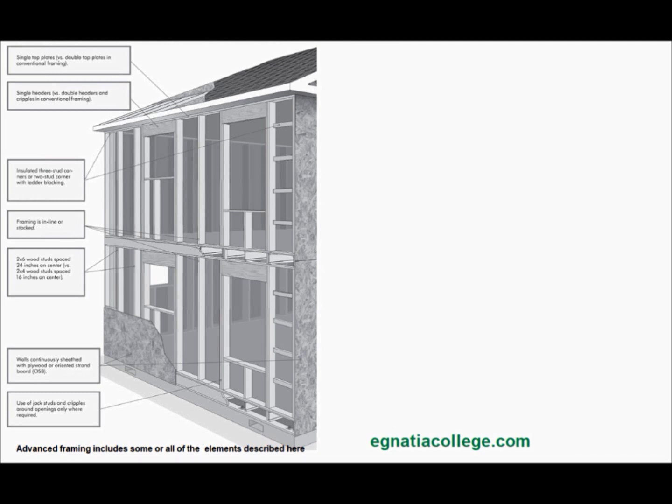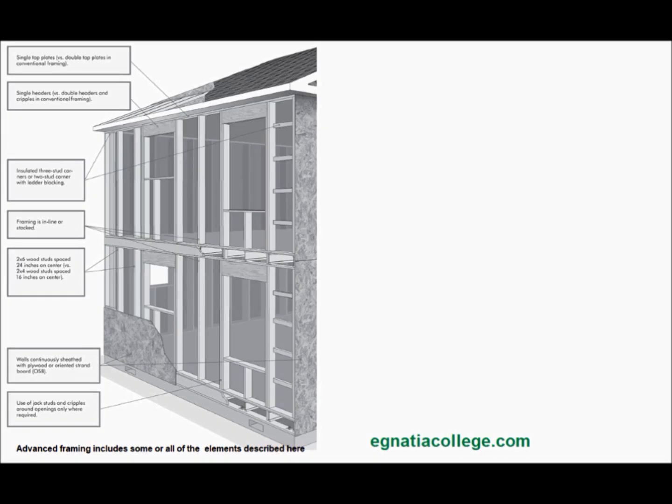Advanced framing. Advanced framing is the name given by the APA, the Engineered Wood Association, for what was previously called Optimum Value Engineering or OVE. It is a system of 2x6 framing members spaced 24 inches on centers, in place of 2x4 spaced 16 inches on centers. Advanced framing also uses aligned framing members to provide greater strength, so that some members can be eliminated.